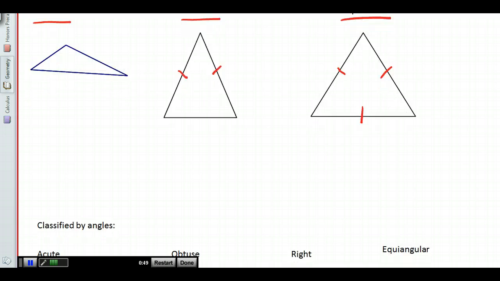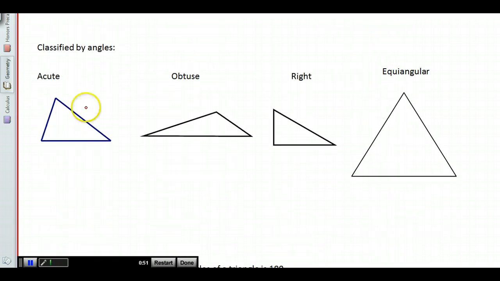We can also classify triangles by their angles. If all of the angles are less than 90, then we say it is acute. If one of the angles is greater than 90, we say it is obtuse. If one angle is 90, it's a right triangle. And if all of the angles are congruent, we say it's equiangular.